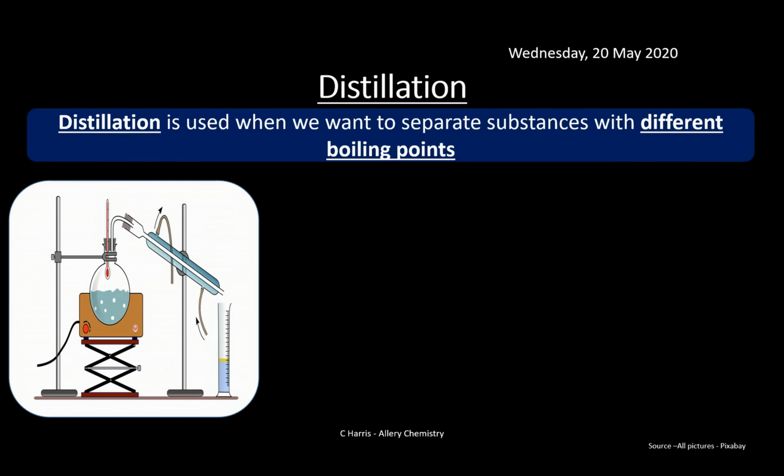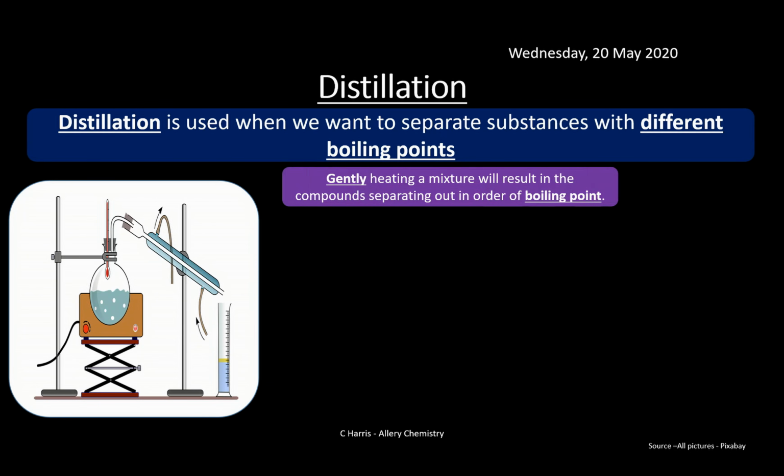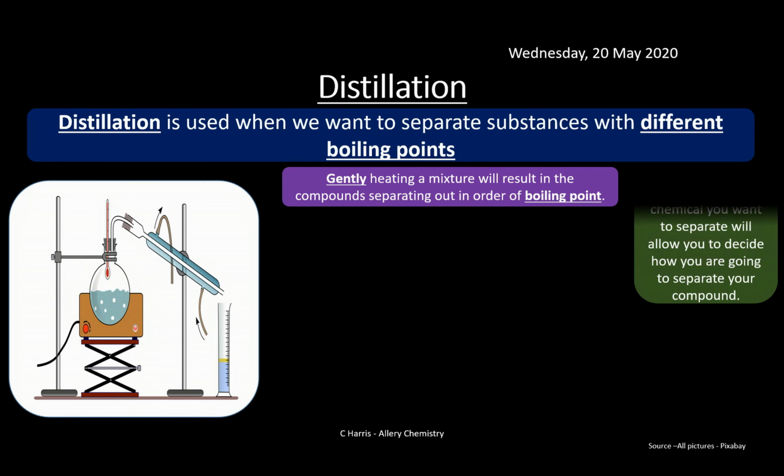Okay, another type is distillation. So distillation is really used when we want to separate substances with different boiling points. And again, you might have seen this already in the lab. So what we're doing with distillation is we're gently heating the mixture, and that will result in compounds separating out in order of boiling point. So we heat it in here. Again, we're using an isomantle here or a water bath, so we're not using a direct flame, for the same reasons we mentioned before.